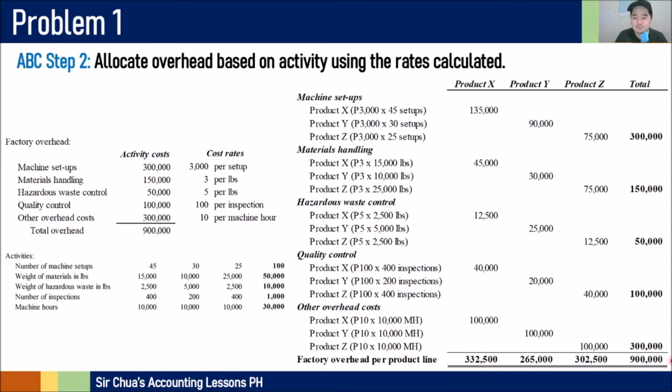Then you multiply. Okay? So, ngayon, yung pag-allocate mo ng overhead per activity mo ginawa. Kasi nga po, activity-based costing. So, pag nakuha mo na lahat, total mo yung kay product X, 332,500. Total mo yung kay product Y, 265,000. Total mo yung kay product Z, 302,500. Lumabas pa rin accordingly yung 900,000. Okay? Sige po.